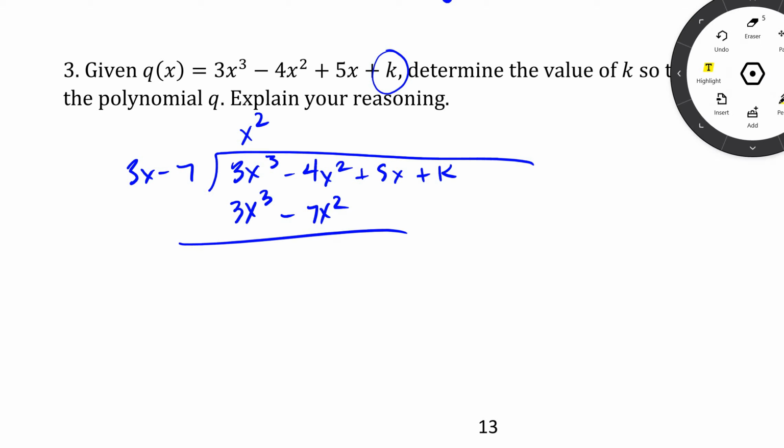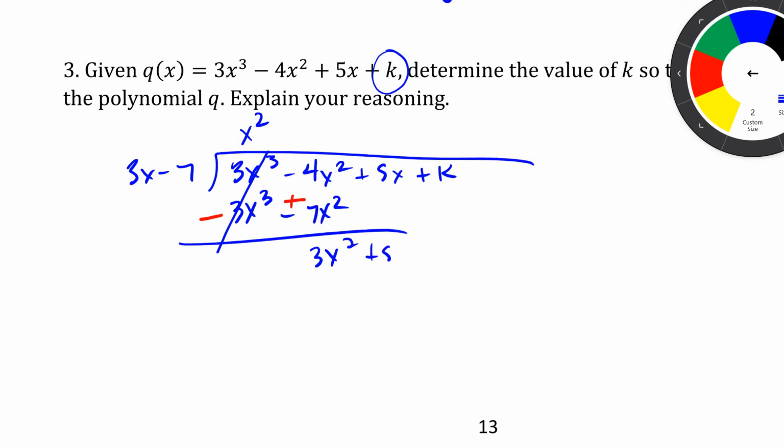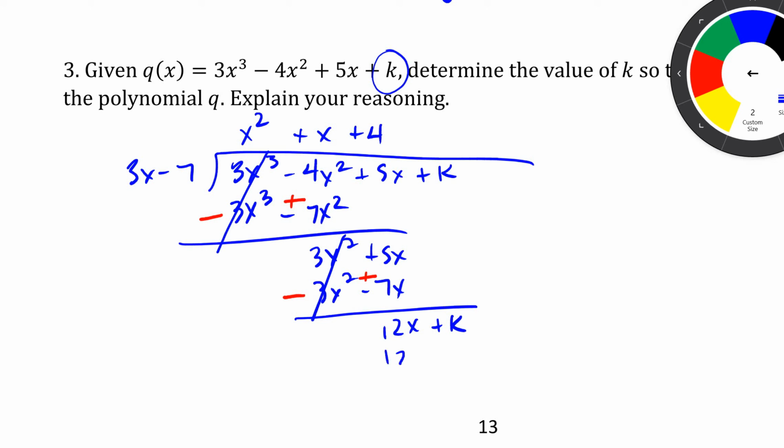So if we do that and change our stuff here to subtraction and plus, these cancel, and we're left with 3x squared plus 5x. I already have 3x, so I just have to multiply that by x. So we have 3x squared minus 7x. So if we change this to subtraction and plus, these cancel, and we're left with 12x plus k. So what multiplies by 3x to make 12x is 4. So that gives us 12x minus 28.